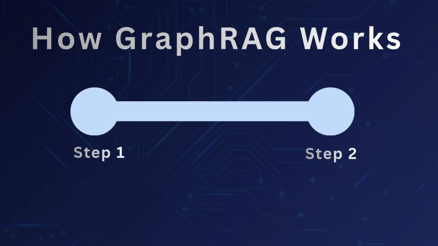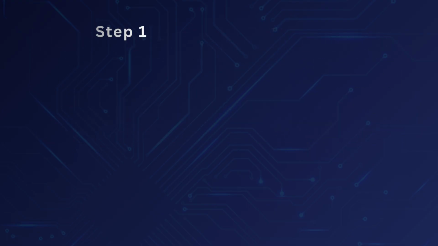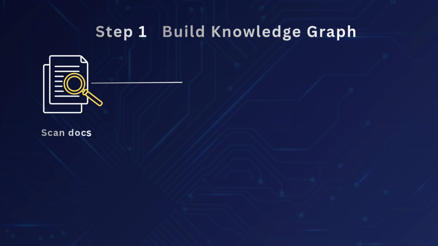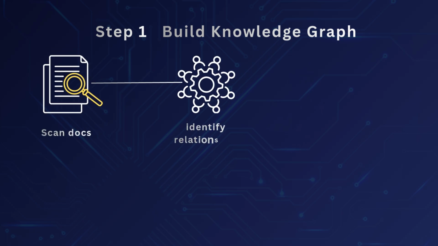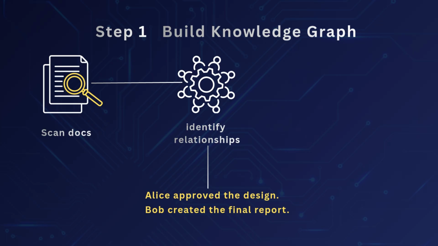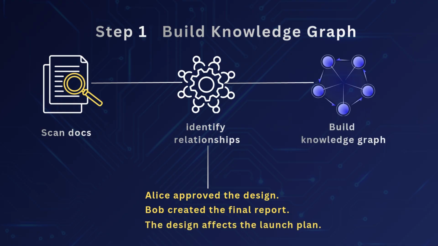GraphRAG works in two main steps. Step 1. Build knowledge graph. It scans your documents and identifies key entities and relationships. For example, Alice approved the design. Bob created the final report. The design affects the launch plan. These are turned into a knowledge graph.